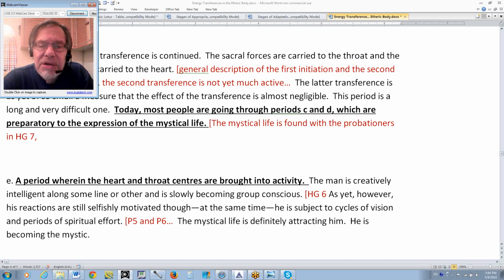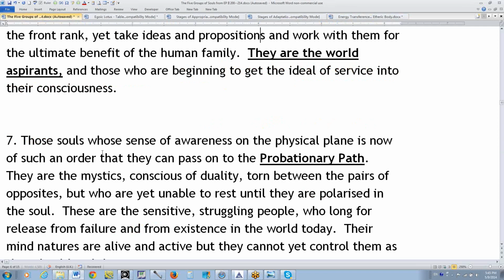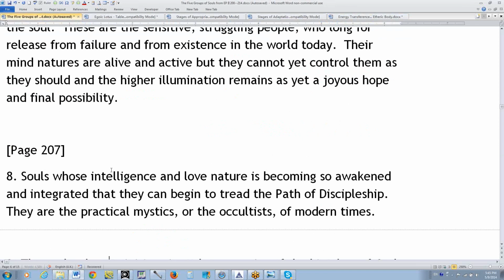So the heart and the throat centers are brought into activity. He's working in petal number 5. He's working in petal number 6. He is becoming a member of human group number 7. He's already a member of human group number 6. He's not yet fully the disciple in human group number 8. And I believe that is correct. One has to rely upon one's memory to a certain extent. The probationary path, the mystics are here, but here is truly human group number 8, the path of discipleship.